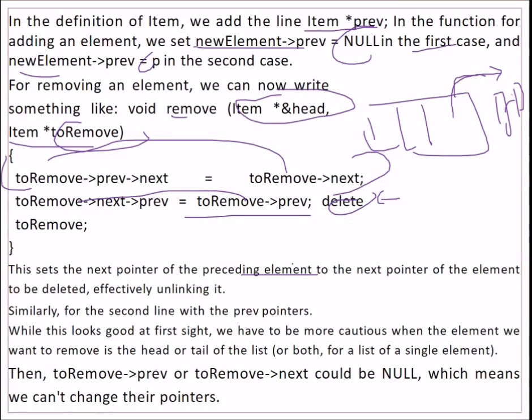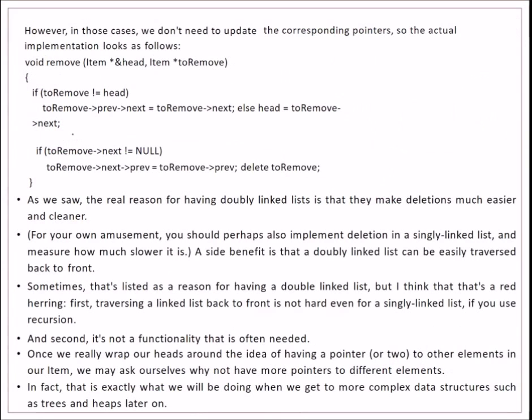So while this looks good at first sight, we have to be very cautious when the element we want to remove is the head or tail. If you want to remove a middle one, it is okay, but for the head and tail you have to be very cautious. So to remove previous or to remove next, this could be null, which means we can't change their pointers. But in those cases also we need to update the corresponding pointers. So this will be the actual implementation. You want to remove head, and to remove will be there. So we need to just check that if this is head, this implementation will be there, and if it is not equal to null, this implementation will be there.